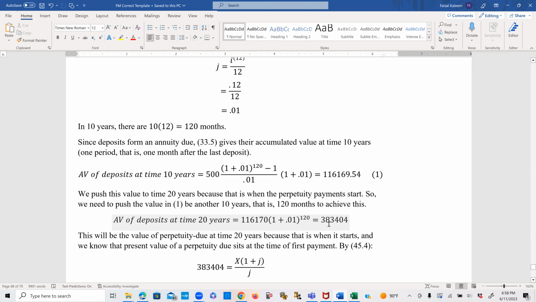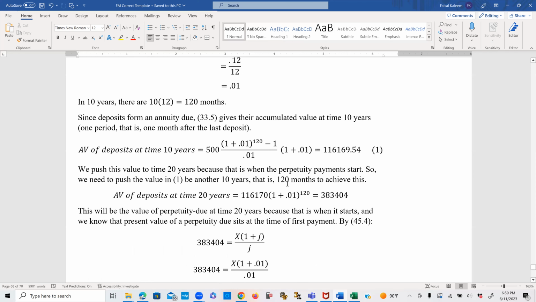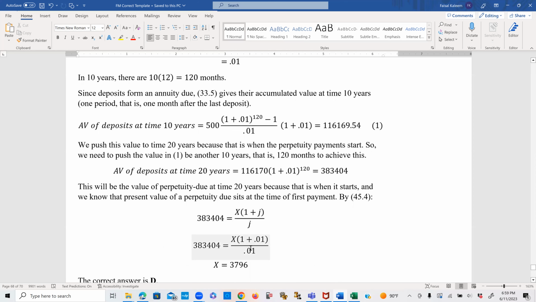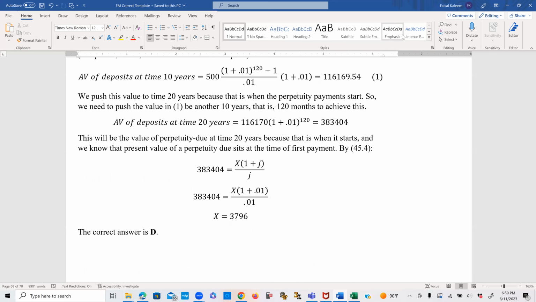That's the income stream. The formula for the perpetuity due present value at the time of the first payment, which is exactly at time 20 years, is X times 1 plus J over J. And that value we already know should be 383,404. So J is 0.01, and X can be found from this equation by multiplying by 0.01 and then dividing by 1.01. So X comes out to be 3796. That is choice D.